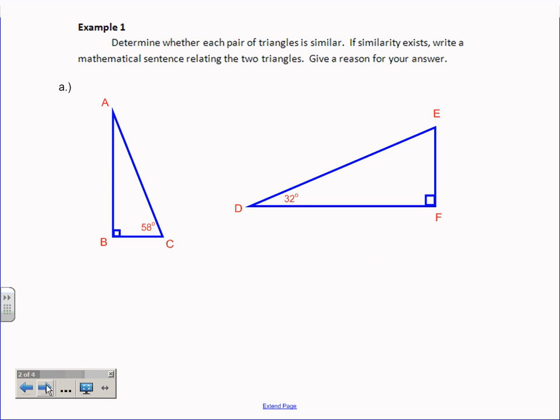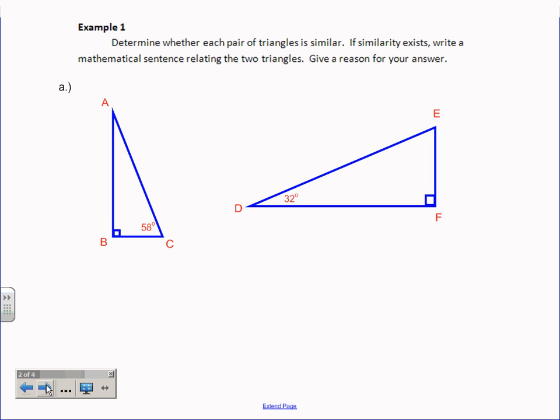Determine whether each pair of triangles is similar. It's a pair, so that's why it's "is." If similarity exists, write a mathematical sentence relating the two triangles. That sounds kind of complicated. And then give a reason for your answer. Wow, this is a pretty hard problem for this early in the morning. Well, first thing you should always check is, are they the same polygon? And they're both triangles, so we got a shot. And then what we're going to do is, if it's a triangle, we know that we can try one of those three. We can try angle-angle, side-side-side, or side-angle-side.